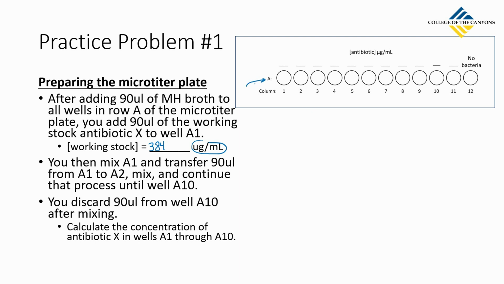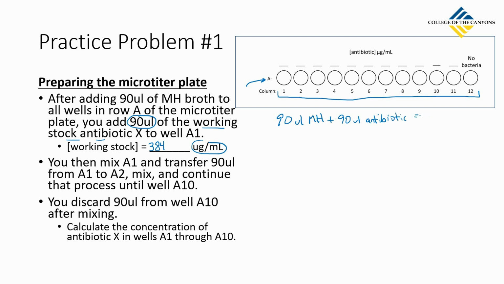It says after adding 90 microliters of Mueller-Hinton broth to all wells in row A, so here's row A of the microtiter plate, you add 90 microliters of the working stock antibiotic X to well A1. So all of the wells in row A, that would be A1 through A12, we've added 90 microliters of Mueller-Hinton. And then to A1, we've added 90 microliters of working stock antibiotic.